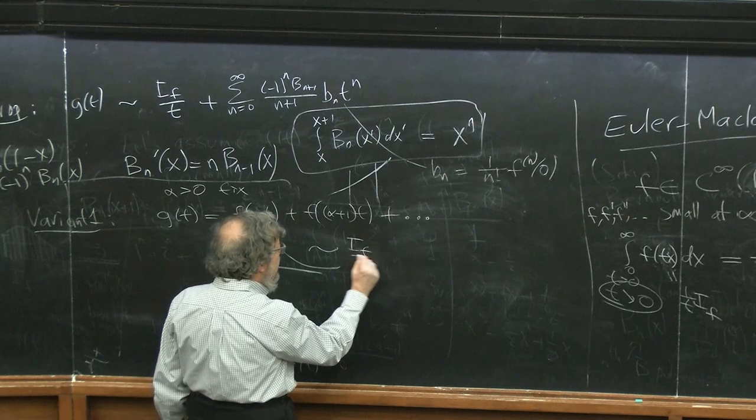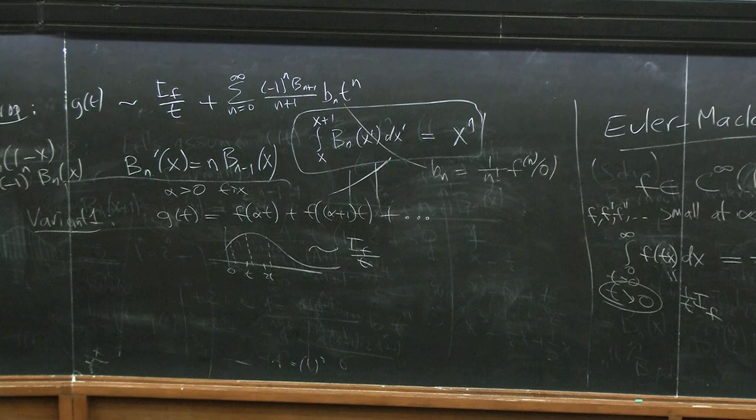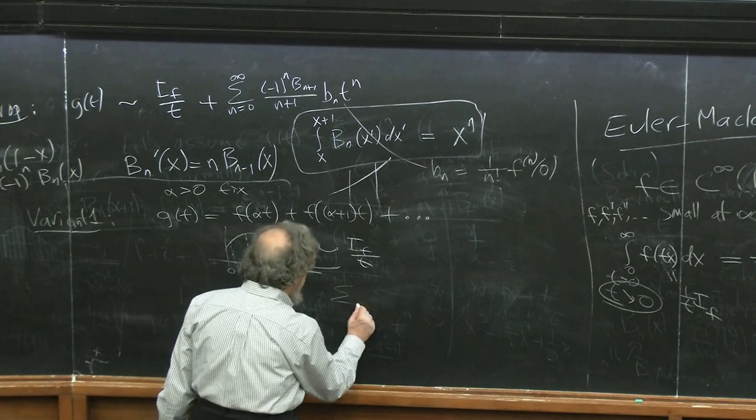then you'll see that the leading term, of course, is still a Riemann integral. The fact that I've shifted doesn't change anything. It's still a Riemann integral, 1 over t times the integral. But the other terms would now be the sum.